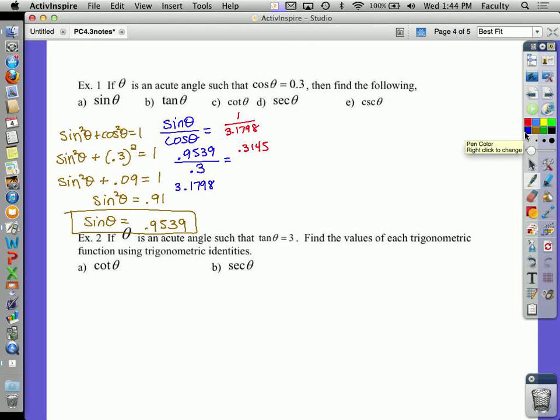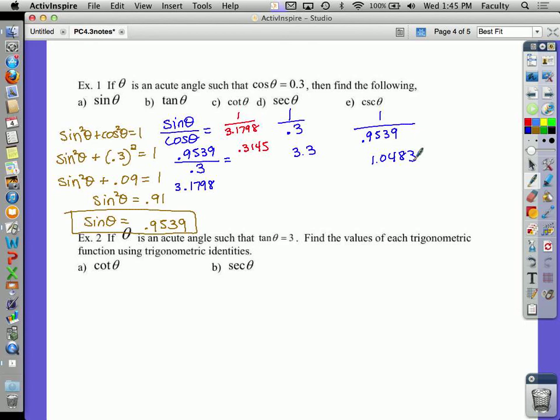All right, now how will you find secant theta? What do you know about secant theta? It's 1 over cosine, right? So that's just 1 over 0.3, which is 3.3 repeating, I think. And then what do you know about cosecant theta? Isn't it 1 over sine theta? And I'm getting 1.0483.